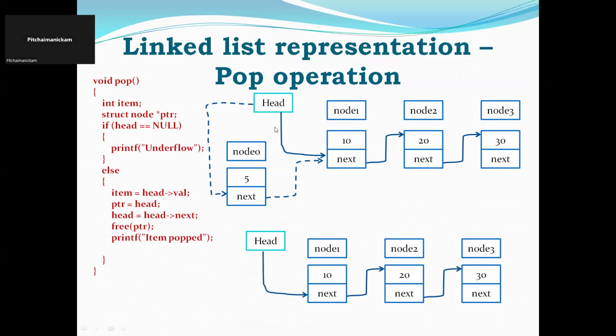For this example, if I want to delete the element 5 from the stack, I just change the pointer here. Here I represent the dotted lines, which should be removed from the linked list representation of the stack. So the head pointer directly points to the next element of the stack, which automatically points to the elements 10, 20, and 30. So this is a linked list representation of the stack with the pop operation.